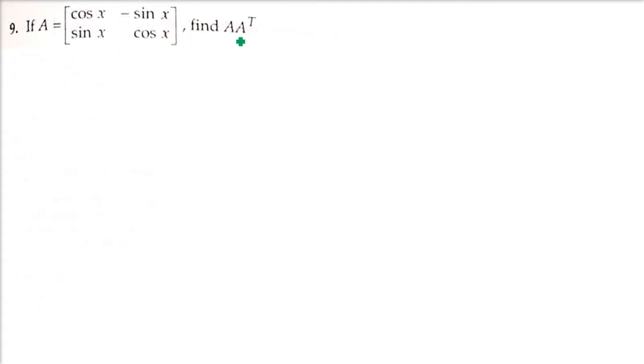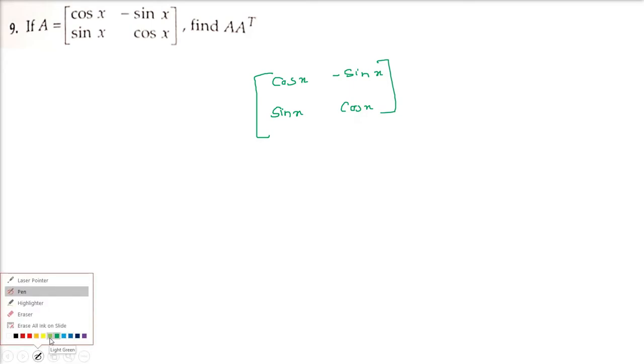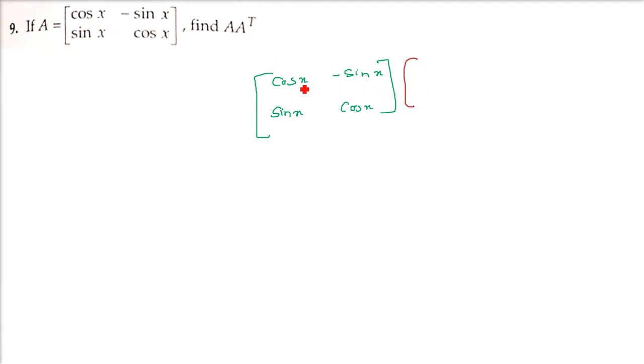Now the same thing is here. Now we have to take the A into A transpose. So let us do it. Cos x, minus sin x, sin x, cos x. And take the transpose. What is the transpose? The rows will become column. So this row will become column. Cos x will come here. Minus sin x will go down. And then sin x, cos x, same thing. Sin x here and cos x here.